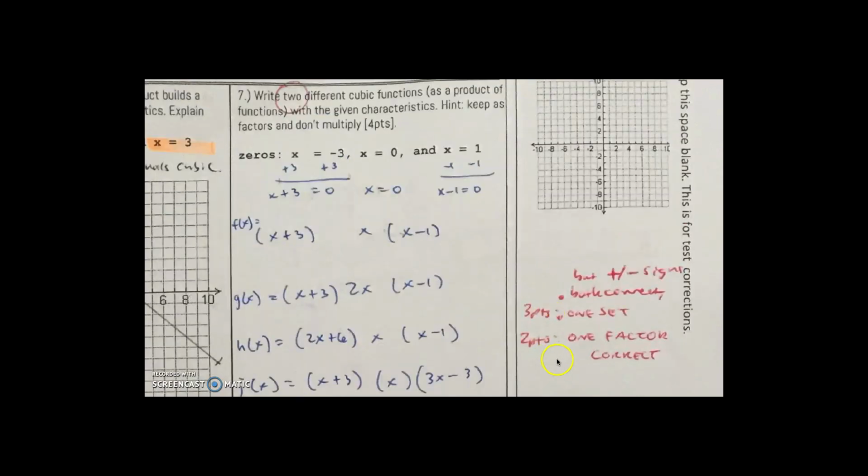So 2 points if you got one factor correct, meaning the other 2 were wrong, and then 3 points if you had, say, f of x here. You also got 3 points if they were all correct, but your signs were wrong. So again, don't just put that in here and write x minus 3 equals 0. That would be incorrect.